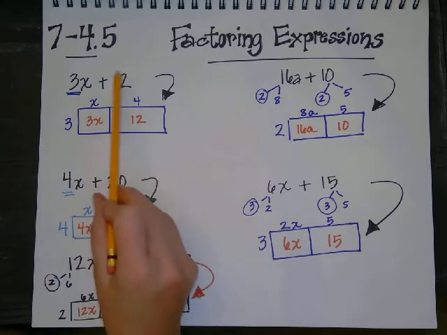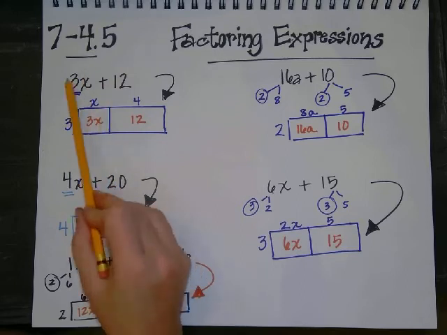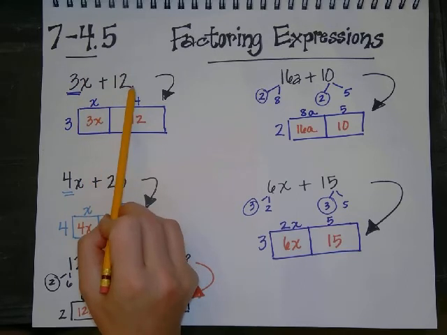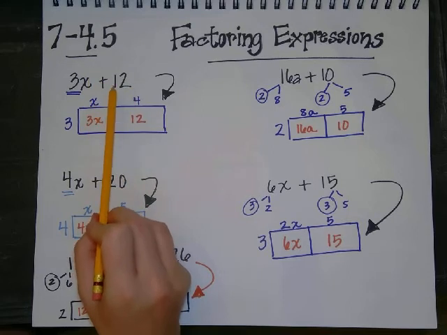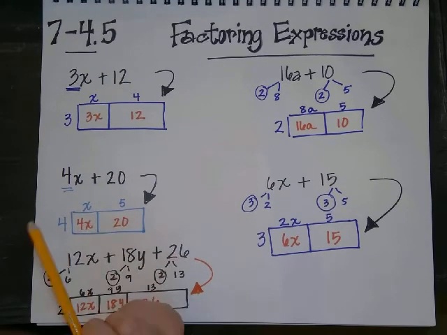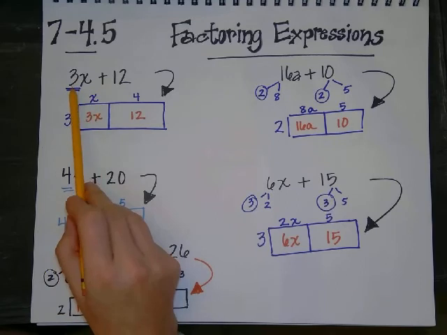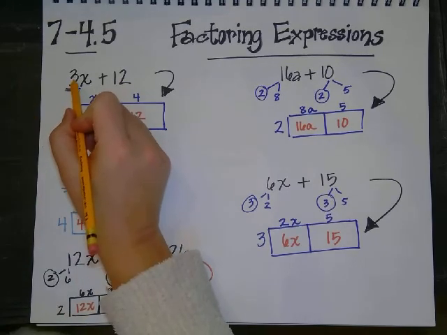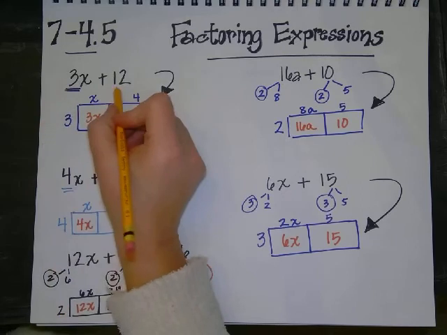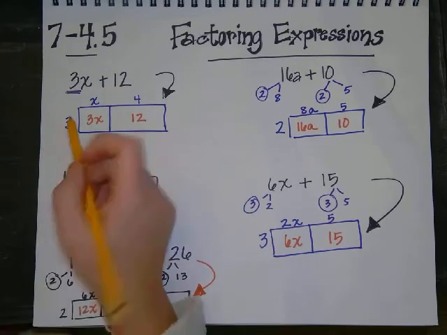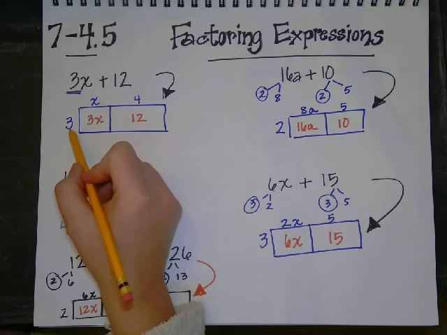So this, remember, is the expanded form of an expression. So we have 3x plus 12. And what we want to do is turn it into a factored form. To do that, we're going to find a factor. What's a number that is a factor of 3 that's also a factor of 12? Well, 3, of course. So we're going to factor out 3.